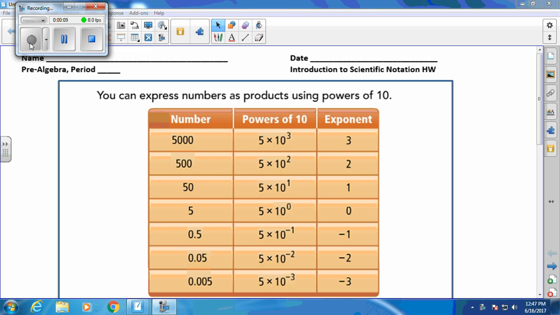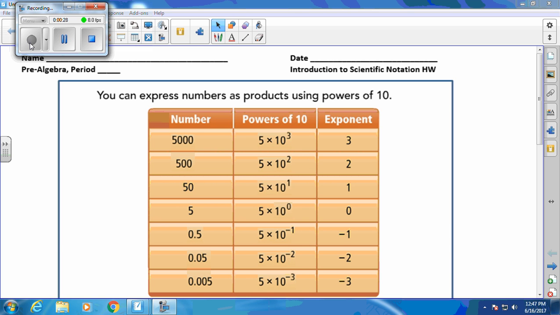Today we're going to be talking about both the introduction to scientific notation homework I gave you previously and then the notes on describing large quantities with scientific notation. So I just wanted to make sure that first you guys had this information correct. You were supposed to look over this diagram previously.